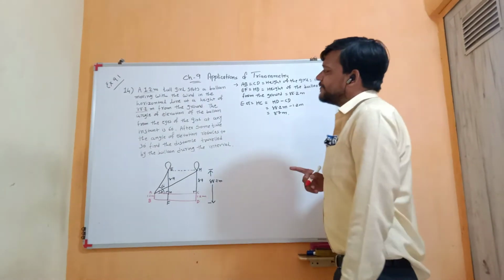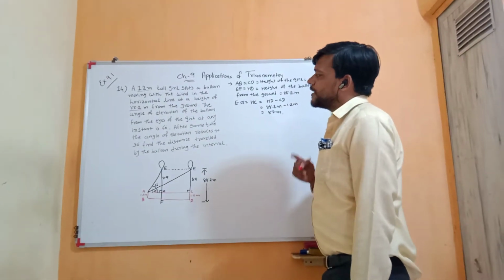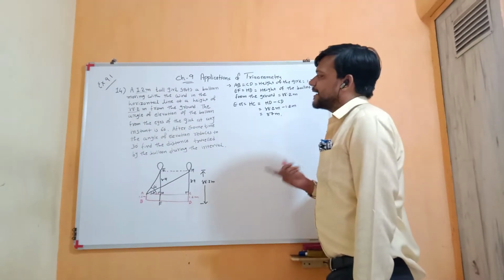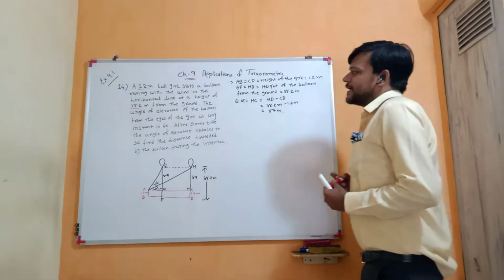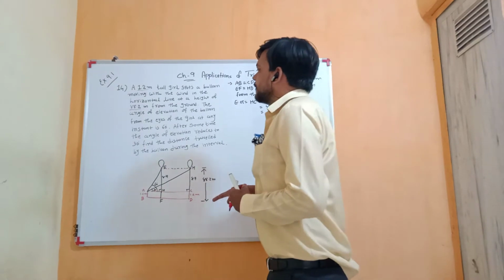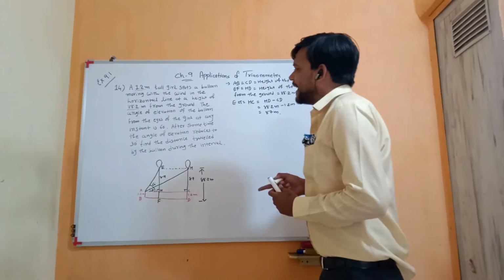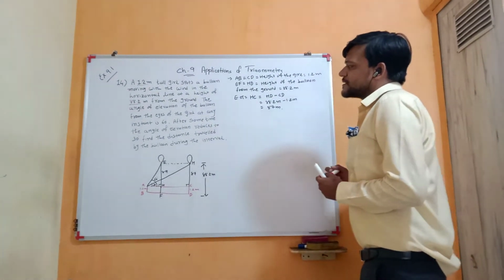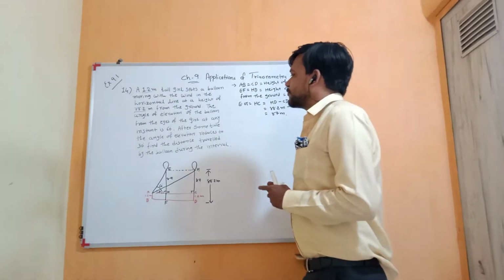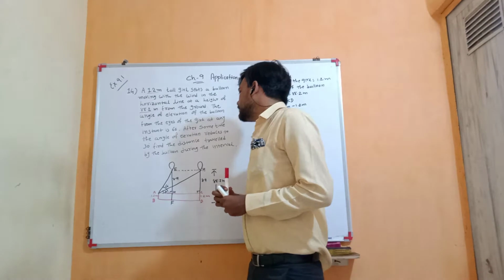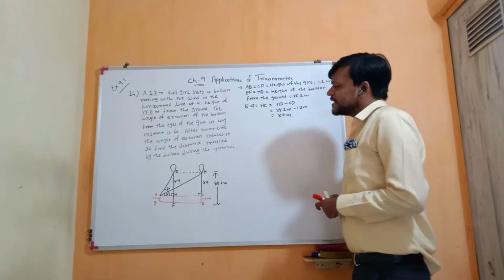Now the angle of elevation of the balloon from the eyes of the girl at any instant is 60 degrees, right? Now the angle of elevation is formed from the eyes of the girl, right? It is 60 degrees. After some time, the angle of elevation is reduced to 30. So find the distance travelled by the balloon during the interval.